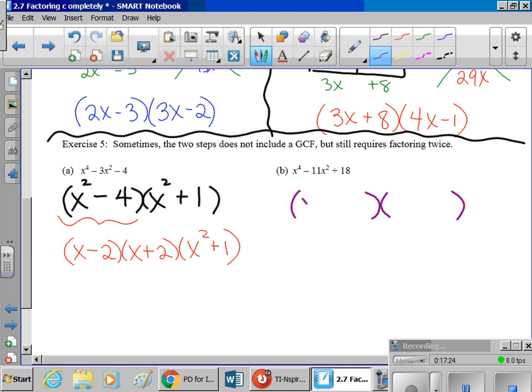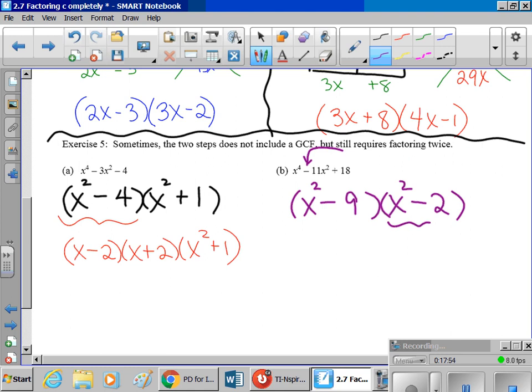B, same thing, x squared in the first position. Read it backwards. What are the multiples of 18 that add to give me 11? We know the signs are the same and they're both minus. Because the only way we can get to a positive 18 is to have two positives or two negatives. And this sign right here tells me that they're both negative. So we're talking about 9 times 1. 9 times 2, of course, is 18. And here we have our difference of perfect squares.